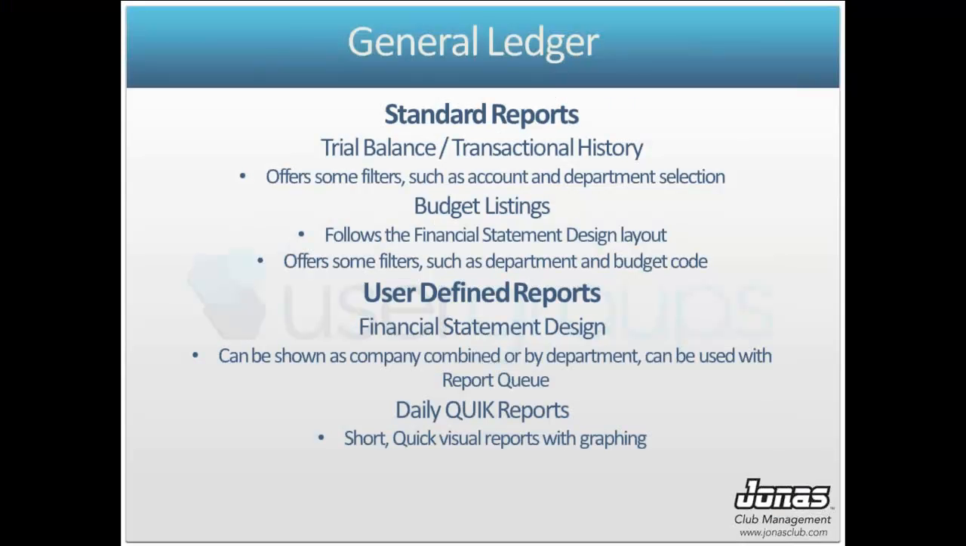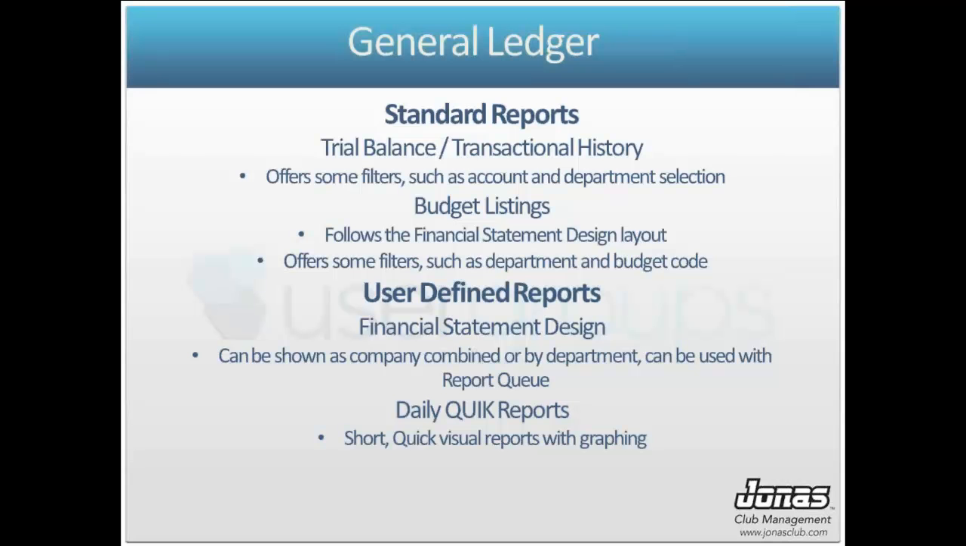Okay, some of the general ledger reporting that's available. So we've got some standard general ledger reporting. Obviously, we've got our trial balance and transactional histories. Those reports do offer some filtering, such as account and department selection. We've got budget listing reports, which basically follow the financial statement design layouts that you've got, either A, B, or C design. The budget listings do offer some filters, such as departments and the budget codes that you wish to print.